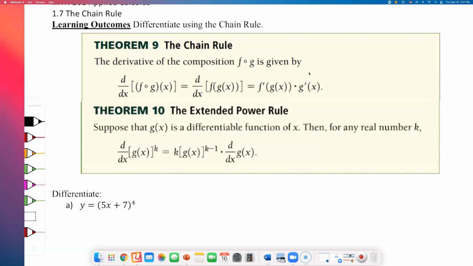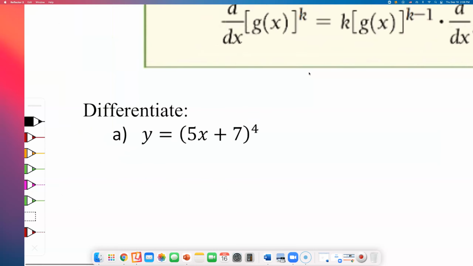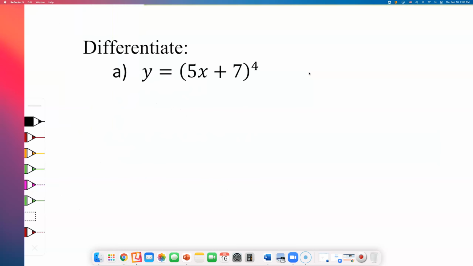You're gonna have a composite function, a function that has another function in itself. For example, like down here, you have 5x plus 7 is the inside function, and the outside, the big structure, is something getting raised to the fourth power. You see what's going on here, right? So if you have a function like this, how do you differentiate it?